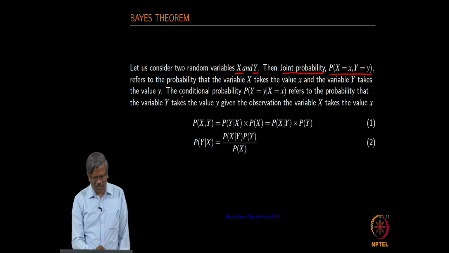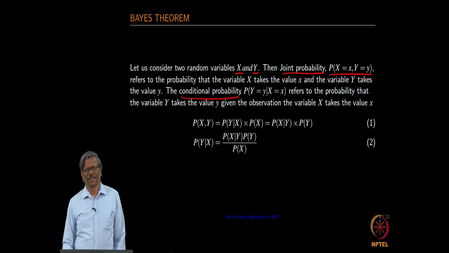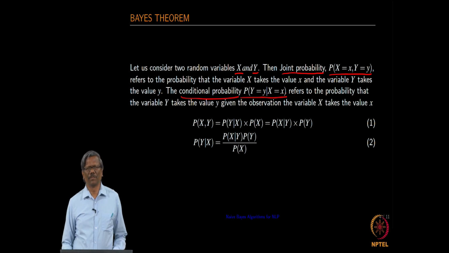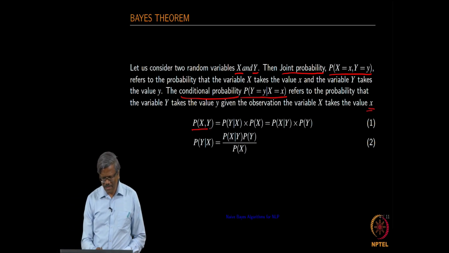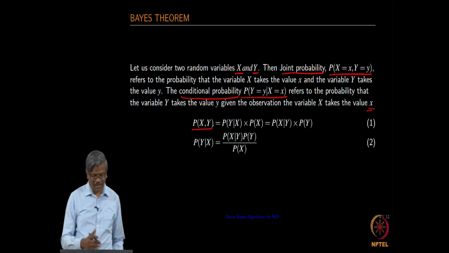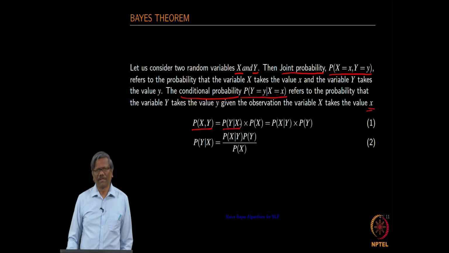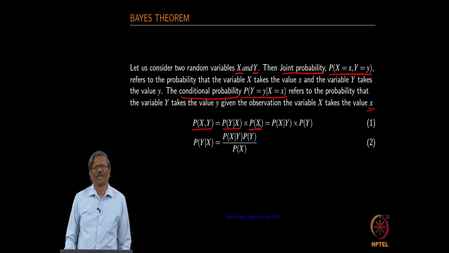And then you also know what a conditional probability is. It is represented as this. It refers to the probability that the variable Y takes the value small y, given the observation of the variable capital X taking the value small x. And you know that the joint probability can be represented as the product of the conditional probability and P(x). So, the same can be represented in this fashion.